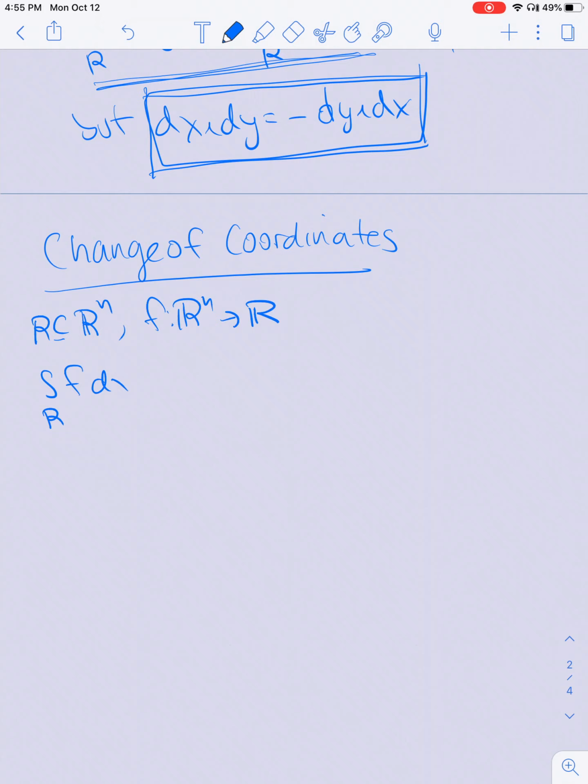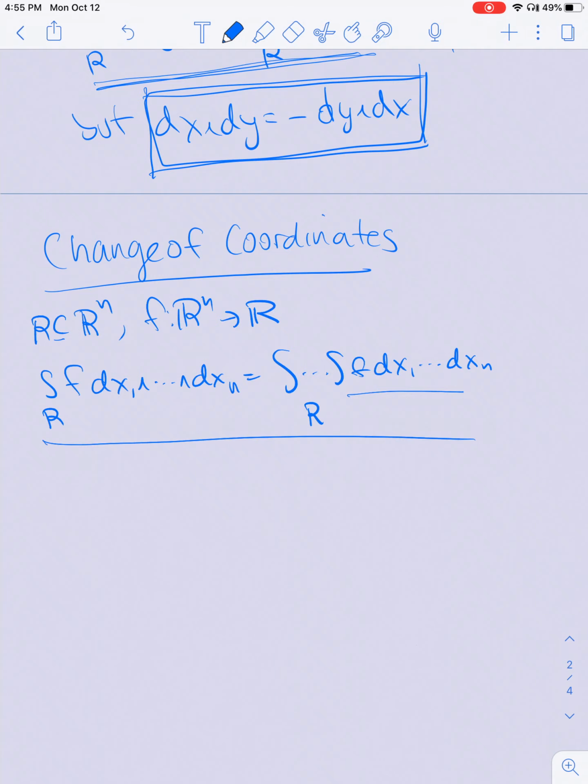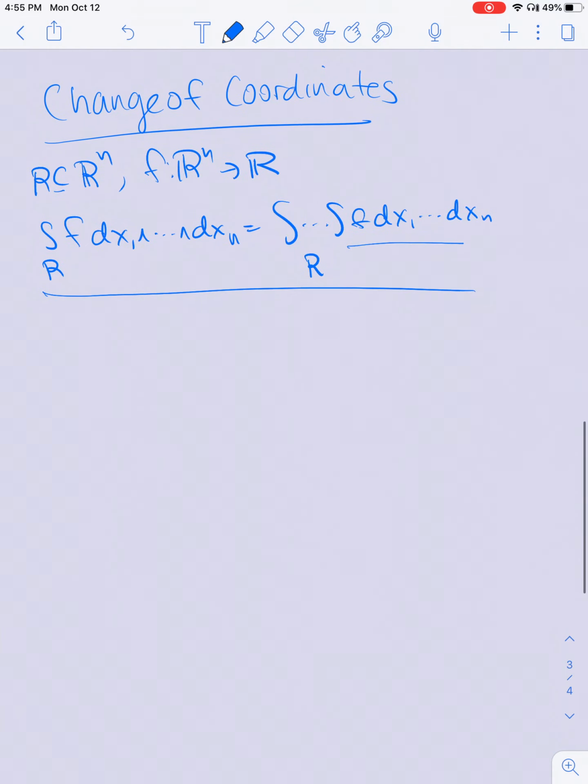So the integral of f dx1 wedge all the way out to dxn is just equal to the n-fold integral over the region R of f times dx1, or sorry, not really times. I mean, this notation here doesn't really make any sense, but it's just the normal integral in x from x1 to xn over R. So this generalizes the formula that we had before. So what we're going to do with the rest of this video is prove a change of coordinates formula.